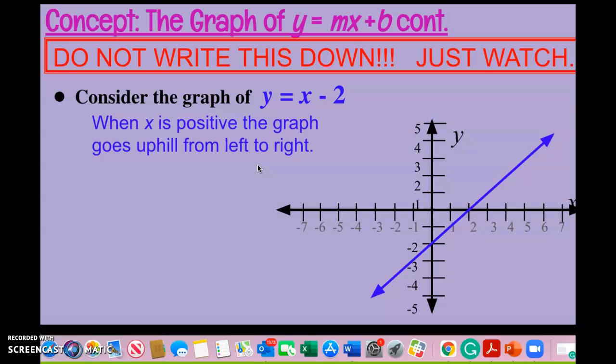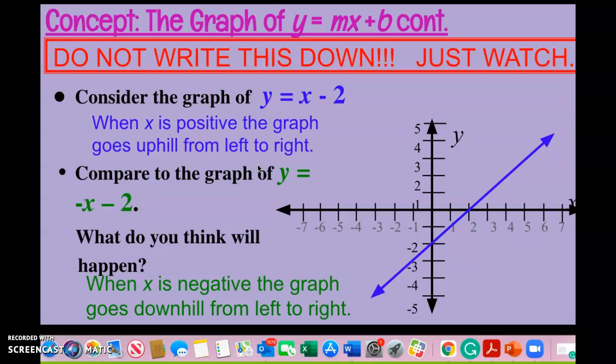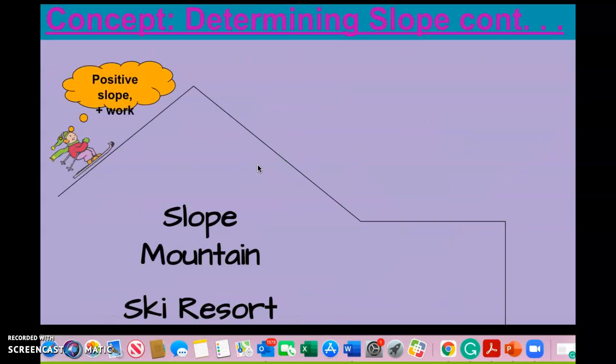Okay, consider the graph of y = x - 2. When the slope is positive, the graph goes uphill from left to right. Now, if we have a negative slope, which will be y = -x - 2, what do you think will happen? Which direction do you think the line will be going from left to right? That is correct. When the slope is negative, the graph does go downhill from left to right.